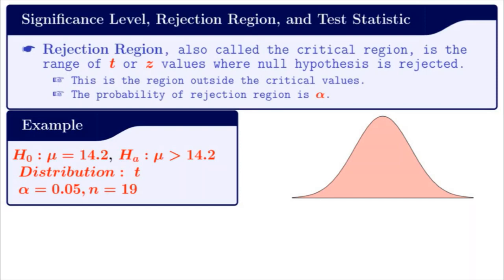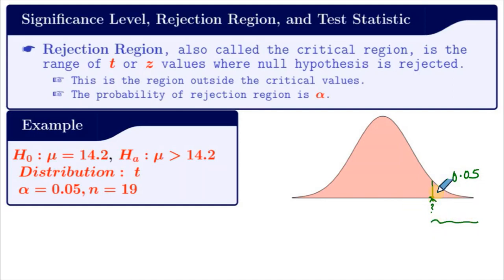Now let's look at this example. Here we have null and alternate hypothesis given like this. Note that this is upper-tailed test since we have greater than sign in the alternate hypothesis. It also says we are using t-distribution with significance level alpha equals to 0.05 and sample size n equals to 19. Now let's draw the rejection region. So since it is upper-tailed test, we know this area here is 0.05 and we are supposed to find this point here. And this will be our rejection region.